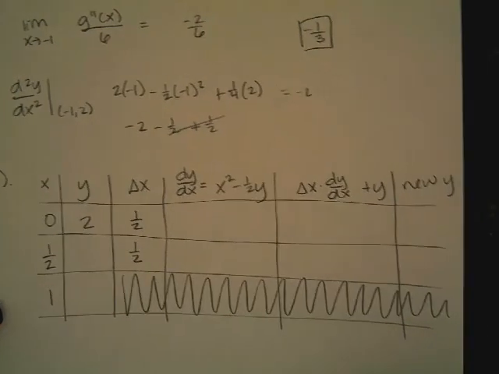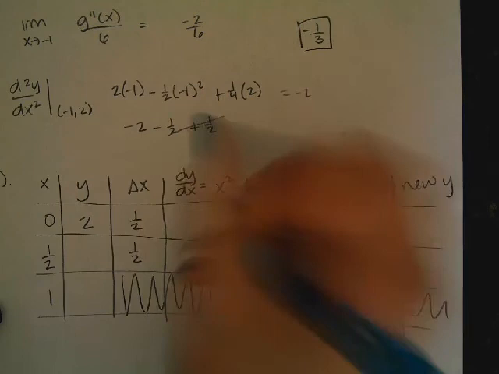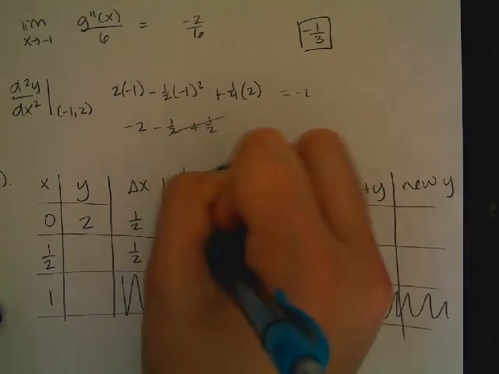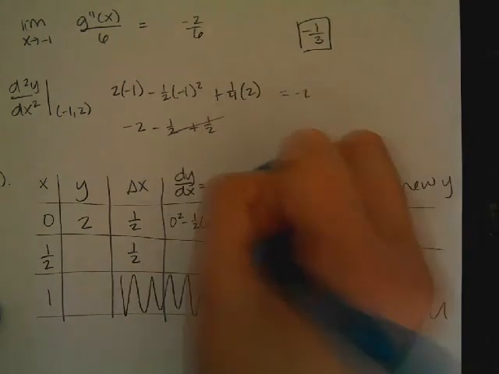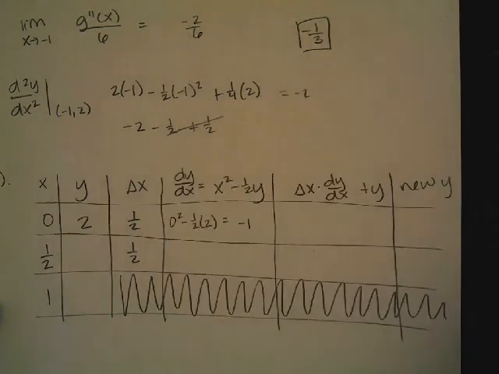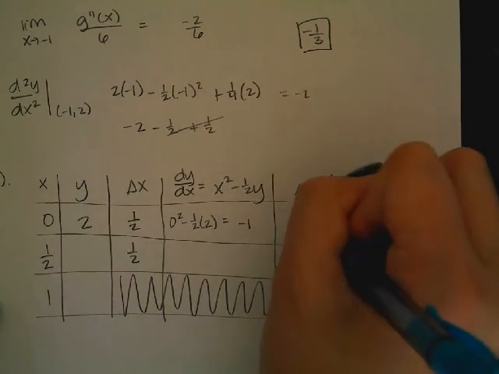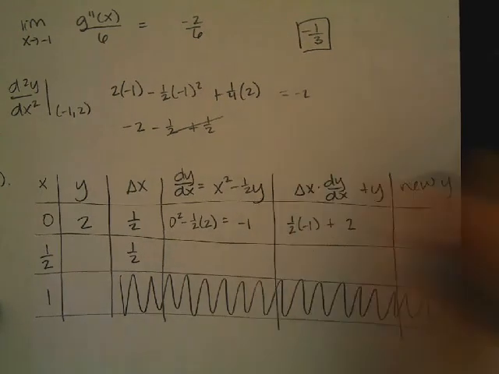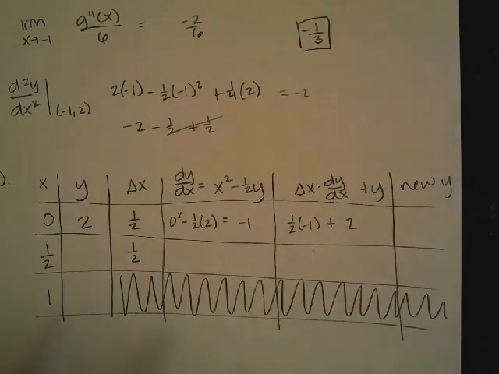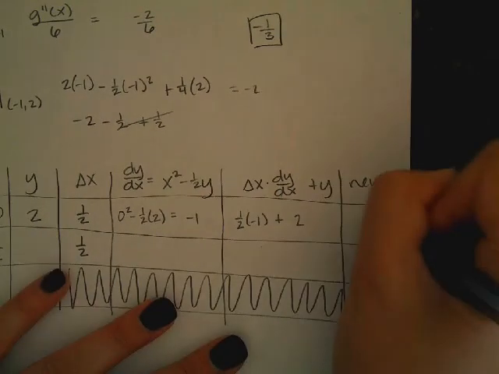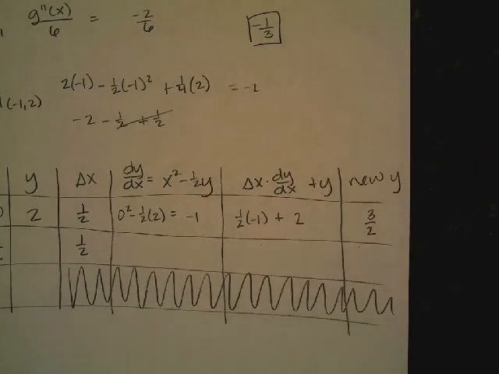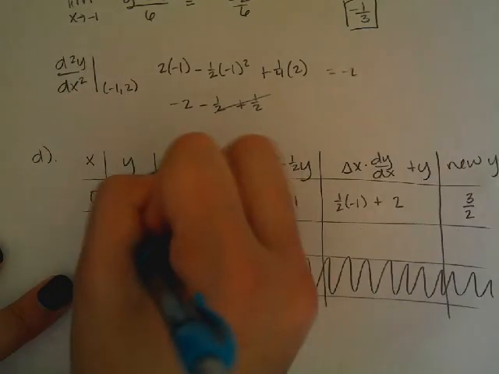So dy/dx is going to be 0 squared minus 1/2 times 2. And so that is -1. So I've got 1/2 times -1 plus the old y value. So -1/2 plus 2 is 3/2. Okay, so my new y value is 3/2.